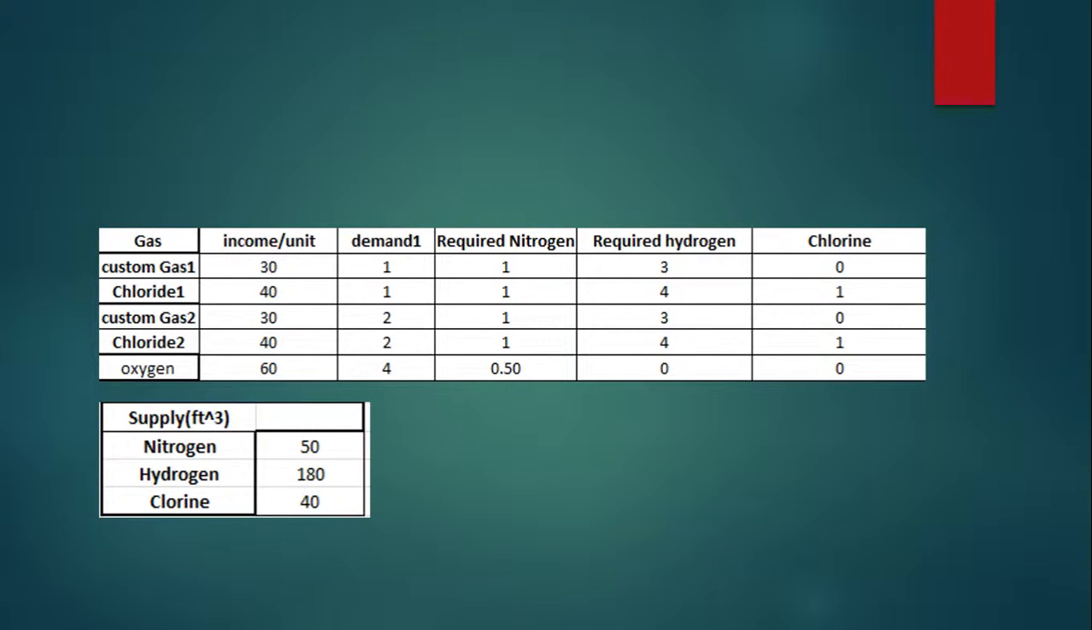And each of these special gases requires a blend of nitrogen, hydrogen, or chloride, with the exception of oxygen, which isn't really a blend, but you do require nitrogen to make oxygen in our setup. This does also require a setup cost of $500. And then here we have our supply of nitrogen, hydrogen, and chlorine.